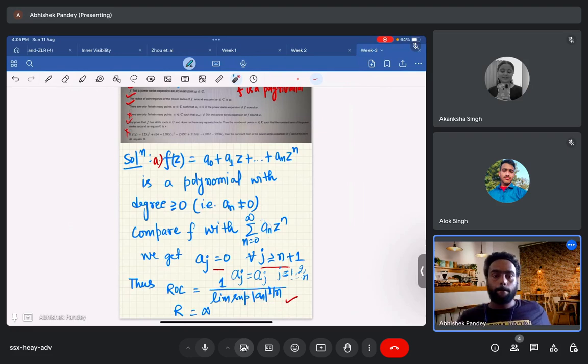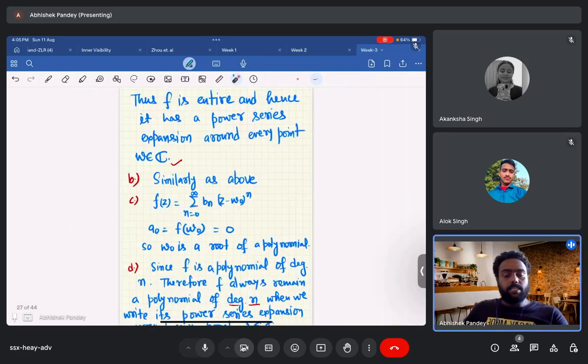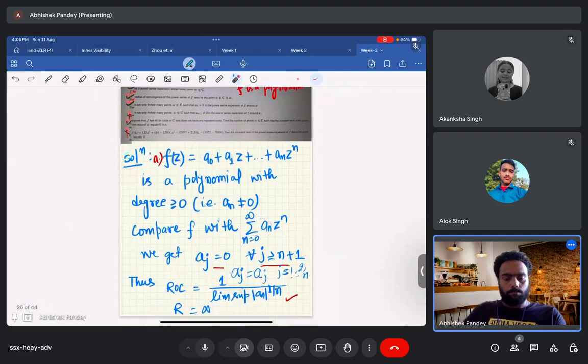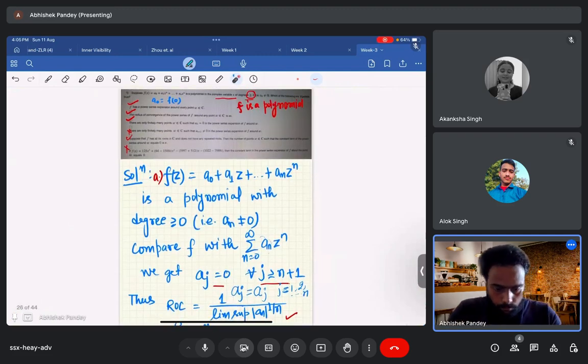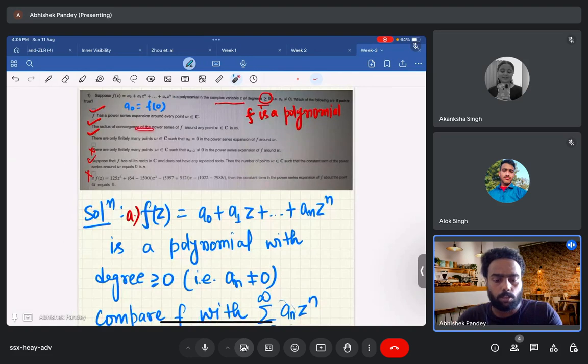Is it clear? Yes, so f is entire and hence it has a power series expansion around every point w belongs to C. The second one is also true. The radius of convergence of the power series of f around any point w belongs to C is infinity. That's what we have just proved. Third: there are only finitely many w belongs to C such that a0 is equal to 0 in the power series expansion of f around w.